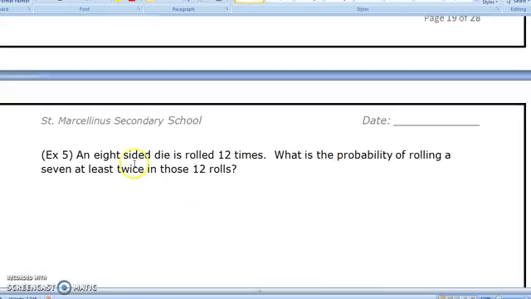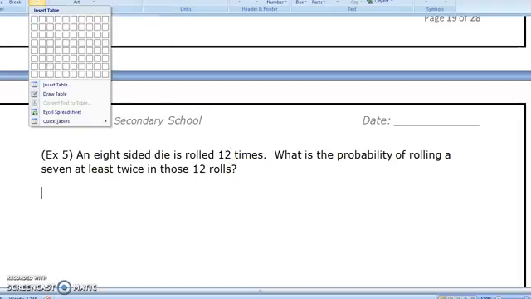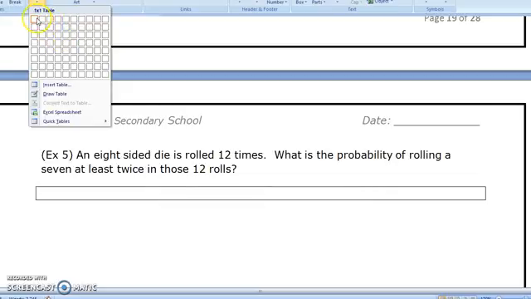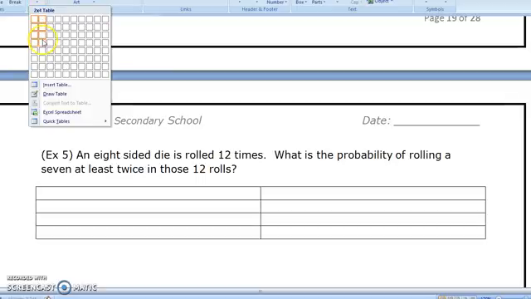Okay, an 8-sided die is rolled 12 times. What is the probability of rolling a 7 at least twice in those 12 rolls? Okay. Let's finish this off today. This is the last thing we are to do. So we have x, we have P of x, and then we're going to add them up. And at least twice means we need 0, we need 1, we need 2.